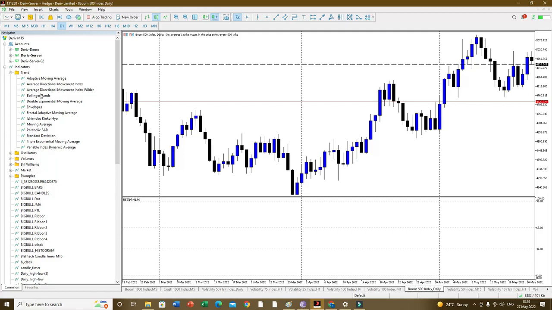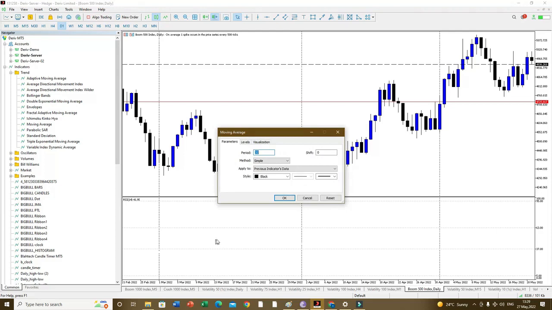If it is on a phone, then you're just going to use that simple way. You go on the moving average, then you drag it from this position and drop it here. So if you drop it to your RSI section, then you set the parameters: period 32, method simple, then apply to previous indicator. Make sure you apply it to this previous indicator data.